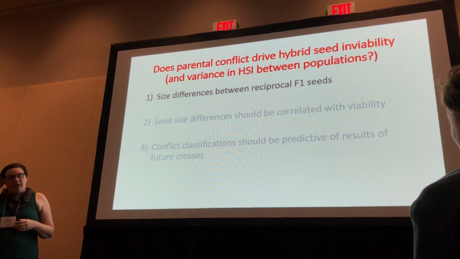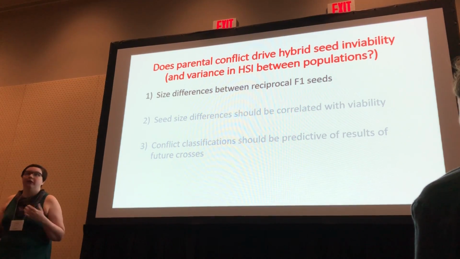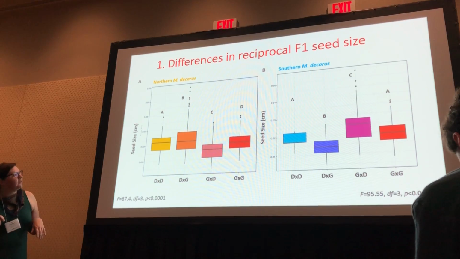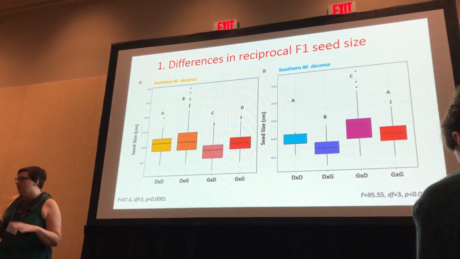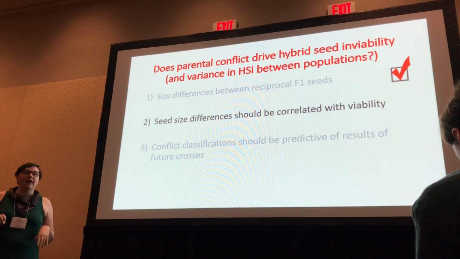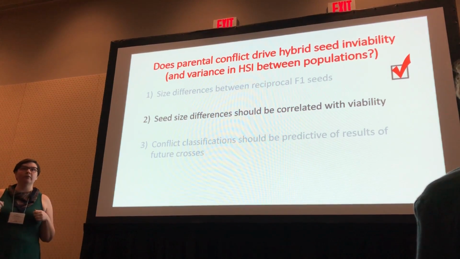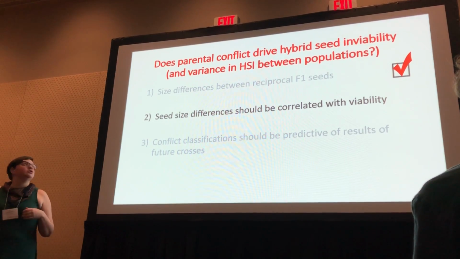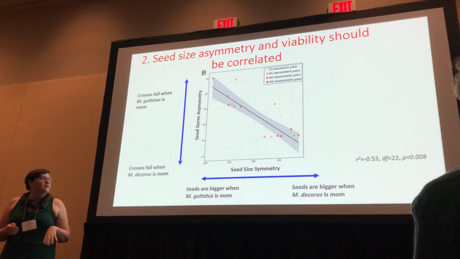The first is that if we have these parent of origin effects on growth, those reciprocal F1s should look different. They should be different sizes. We just simply measured seeds. We see that in both sets of our crosses, reciprocal F1s look quite different. Okay, so that's great. We would next predict that if hybrid seed viability is caused by these parent of origin effect alleles, that the extent of difference in size between those reciprocal F1s should be correlated with the extent of hybrid seed viability. And in fact, we see just that.